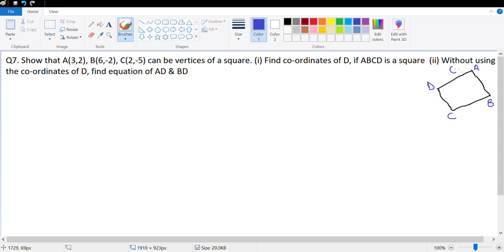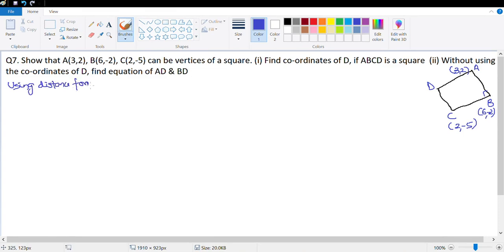So A is given as (3, 2). B is (6, -2). And C is (2, -5). Perfect. If this is a square, then this angle will have to be 90 degrees. Right? Which means AB will have to be perpendicular to BC and AB will have to be equal to BC. So let's do the distance formula first.